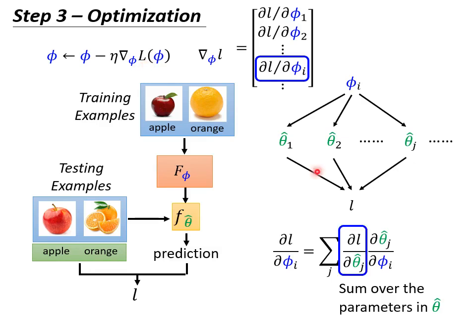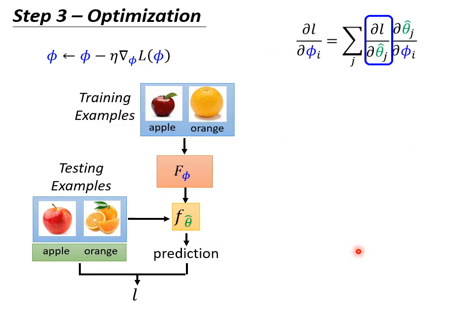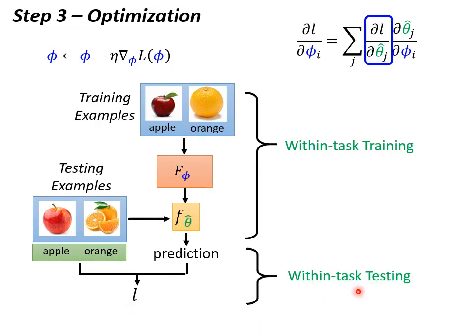Then let's first take a look at how to compute this term, partial L, partial theta j hat. This is pretty straightforward. Actually, it is straightforward to compute this term. But you have to know the value of L and theta hat. To know the value of theta hat, you have to do within-task training. To obtain theta hat, then to obtain L, you have to do within-task testing. And the within-task training is called the inner loop in the literature of MAML.